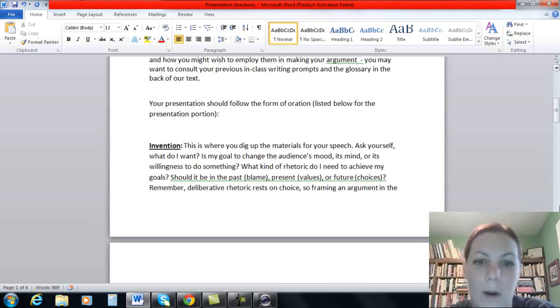Invention. This is where you dig up the materials for your speech. Ask yourself, what do you want? Do you want to change your audience's mood, mind, or willingness to act? And of course, you want to think about what kind of rhetoric you need to achieve your goals.